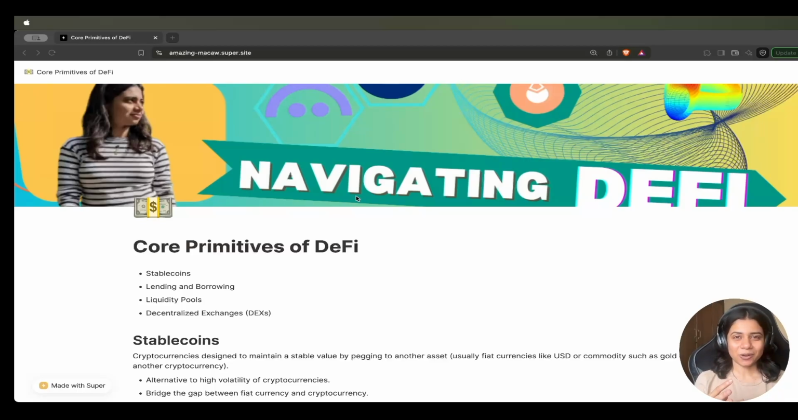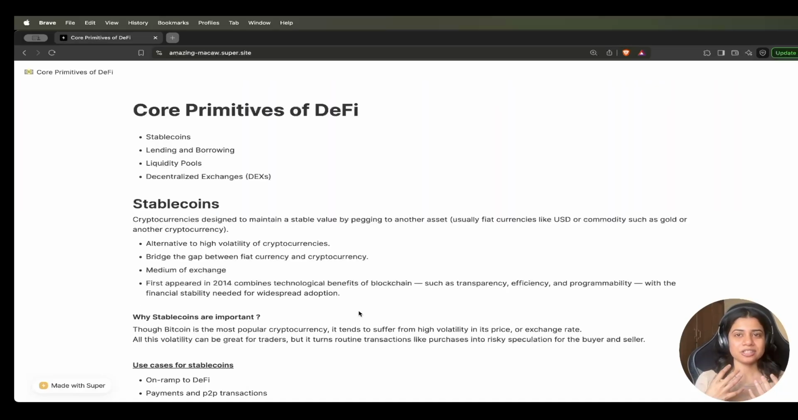Stable coins provide an alternative to the high volatility of the crypto market, and due to this reason, they serve as a medium of exchange. They truly form the bridge between fiat currency and cryptocurrency. By fiat currency, I mean the traditional currency that has been issued and maintained by governments, like US dollars, Indian rupees, and euros. It first appeared in 2014 and it has been growing since then.